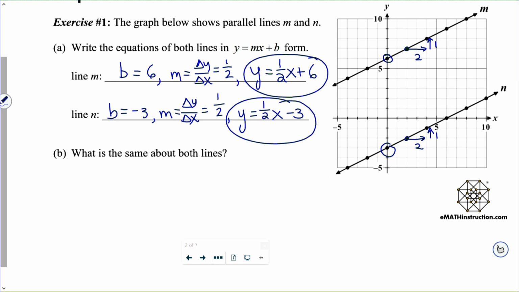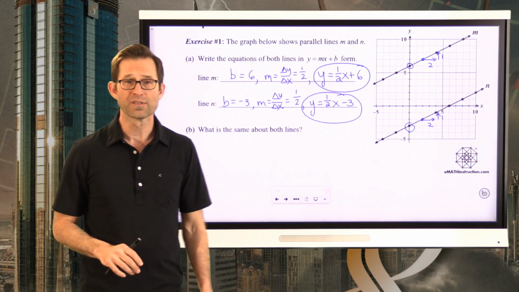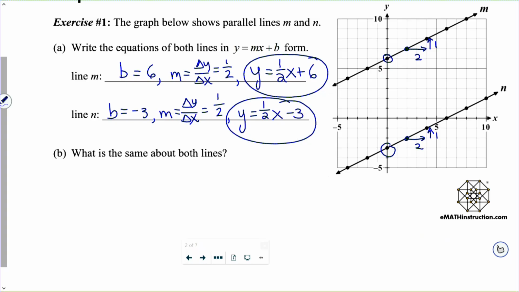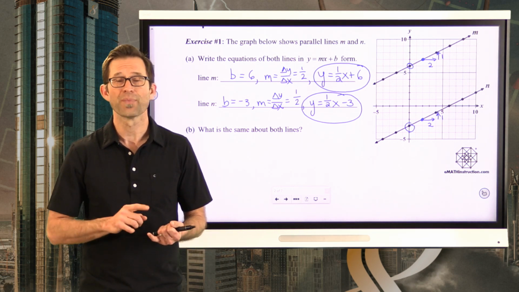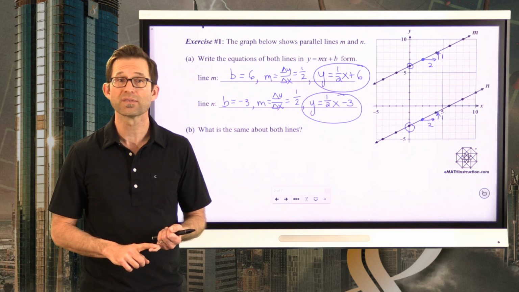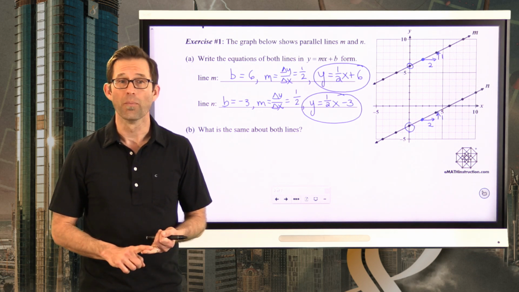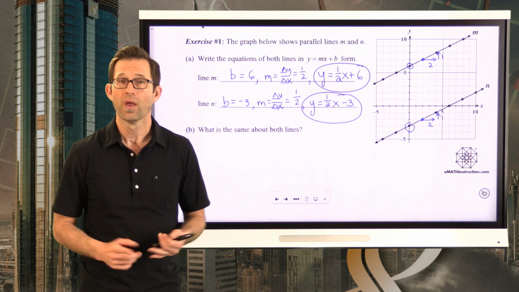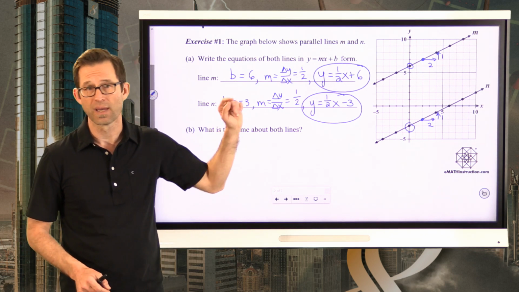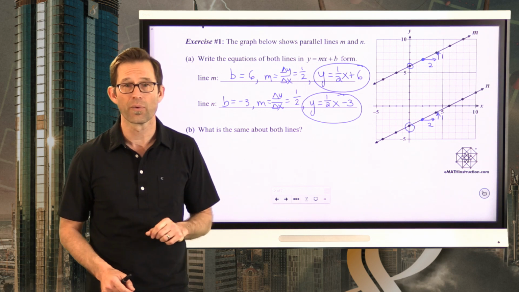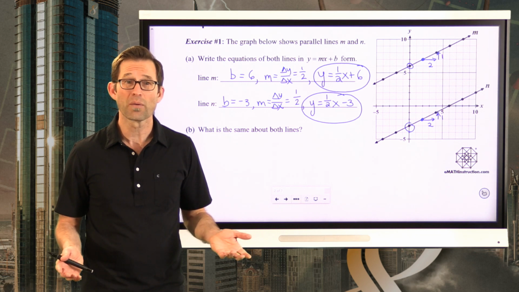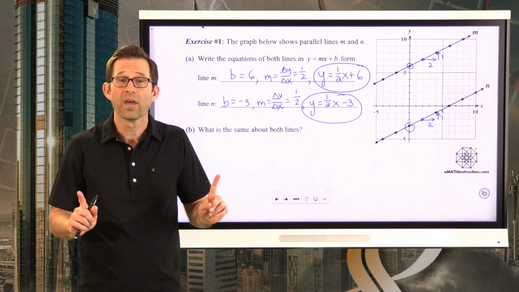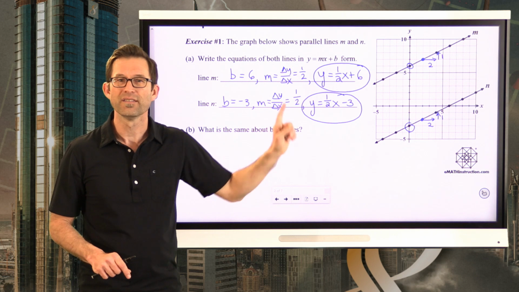Now, letter B, what is the same about both lines? Well, a line is pretty much dictated by two things: its y-intercept, which is where it begins, the b, and its slope, the m, the movement of the line. Obviously, they don't have the same y-intercept. One of them starts at 6, one of them starts at -3. By the way, if they had the same y-intercept, they couldn't be parallel because then they would share a point. On the other hand, their slope is equal.